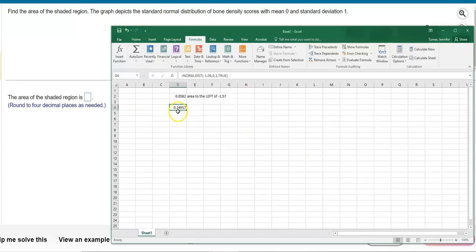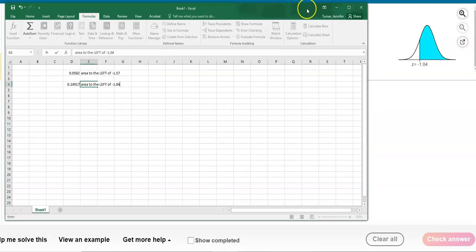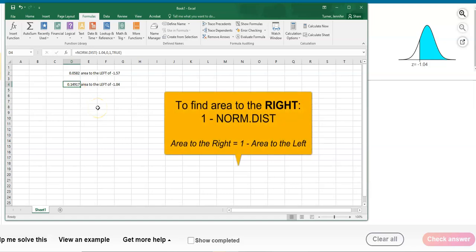So we're given this value here, but again, this is the area to the left of negative 1.04. But in the question, let's move this over so we can see it all together. This question was not asking us for the area to the left of negative 1.04. This was asking us for the area to the right of 1.04. So we have to find the complement of this number in order to find the correct value. Finding the complement is very easy. All we have to do is take this number and subtract it from 1.